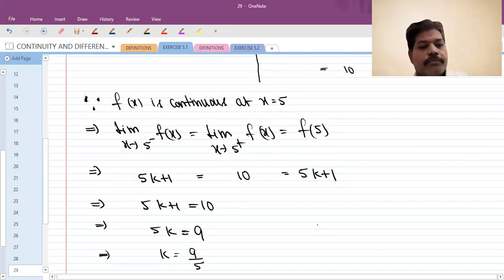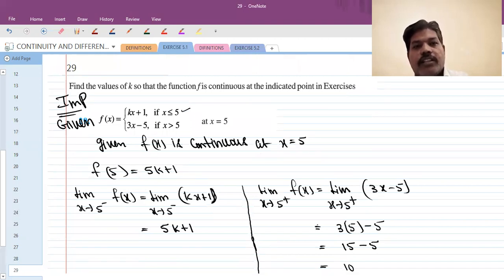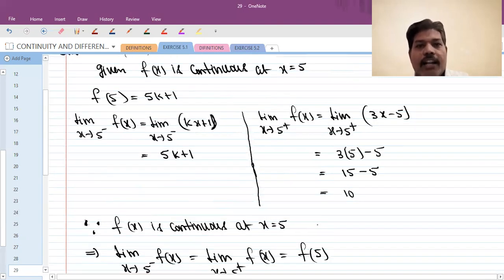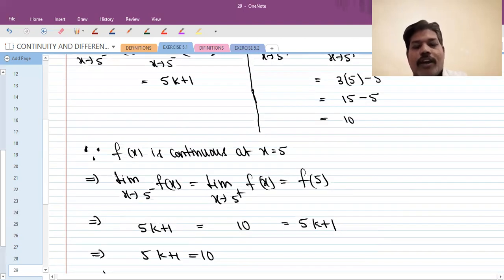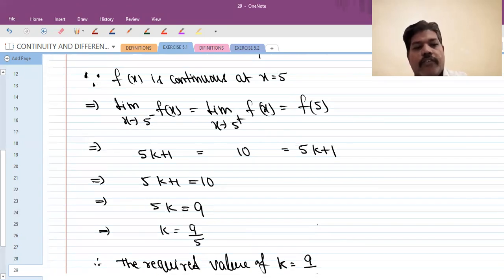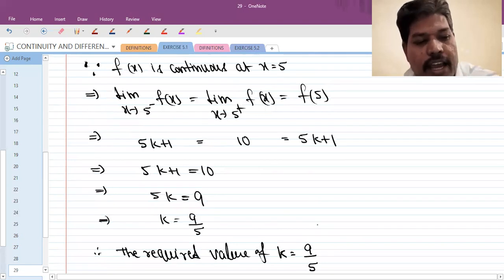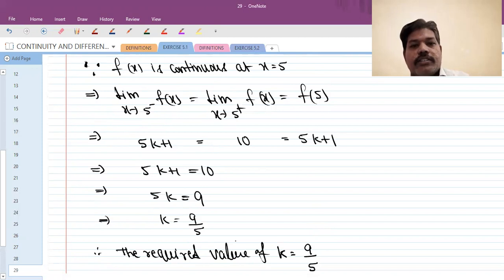So see that question, students. First, they have given f of x and the function is continuous at x is equal to 5, meaning the function is defined at x is equal to 5. So calculate f of 5, which is 5k plus 1, and calculate the left hand limit and the right hand limit. By the definition of a continuous function, write down limit as x extends to 5 minus of f of x is equal to limit as x extends to 5 plus of f of x is equal to f of 5. By equating these three, you will get the k value, which is nothing but 9 by 5. Therefore, the required value of k is equal to 9 by 5. So see that question, students, and practice this question.